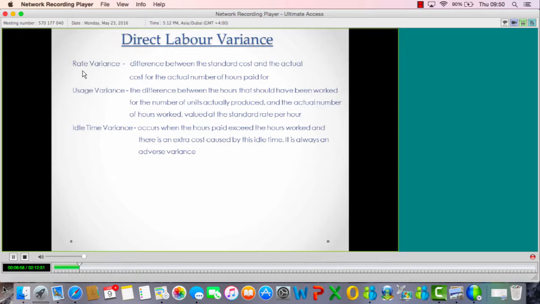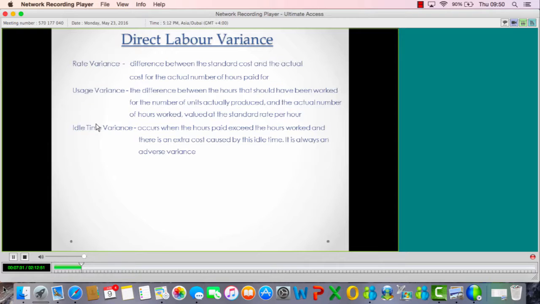Understood? Yeah, understood. Okay. Same for efficiency. Now here just ignore this usage variance. It should be efficiency variance. I forgot to change it. So here again it's the number of standard hours and the actual hours. The actual hours can either be lower or higher than the standard hours, right? So it can be favorable or adverse.